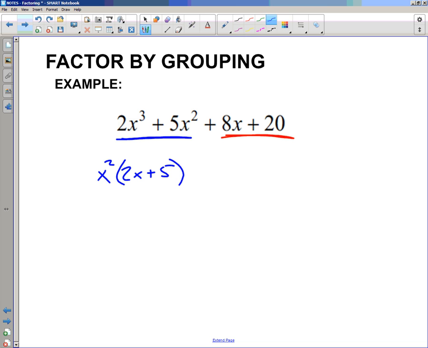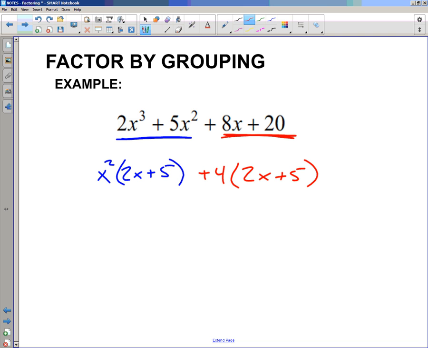All right, let's do the same thing with the last 2 terms. We got an 8x and a 20. And 4 goes into both 8 and 20. So I'm going to pull a positive 4 out in front. That's going to leave us with 2x plus 5.